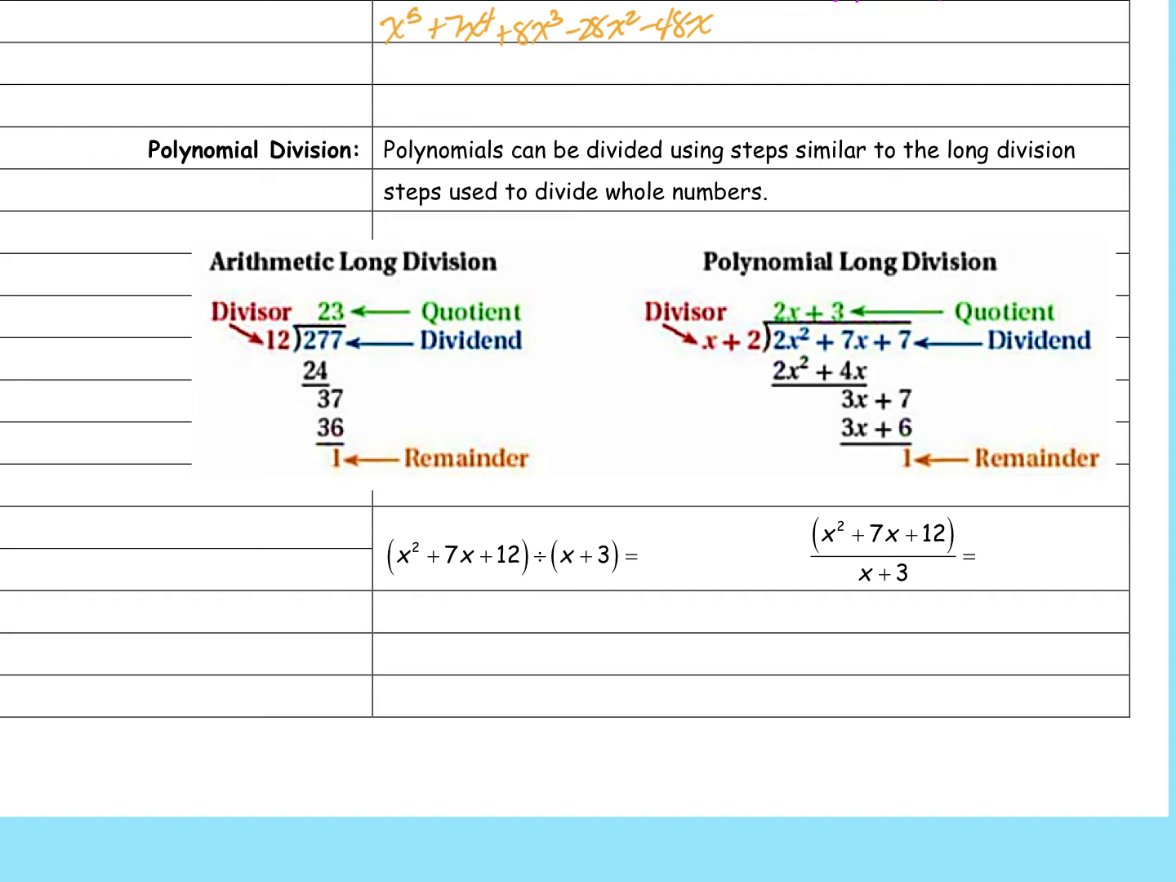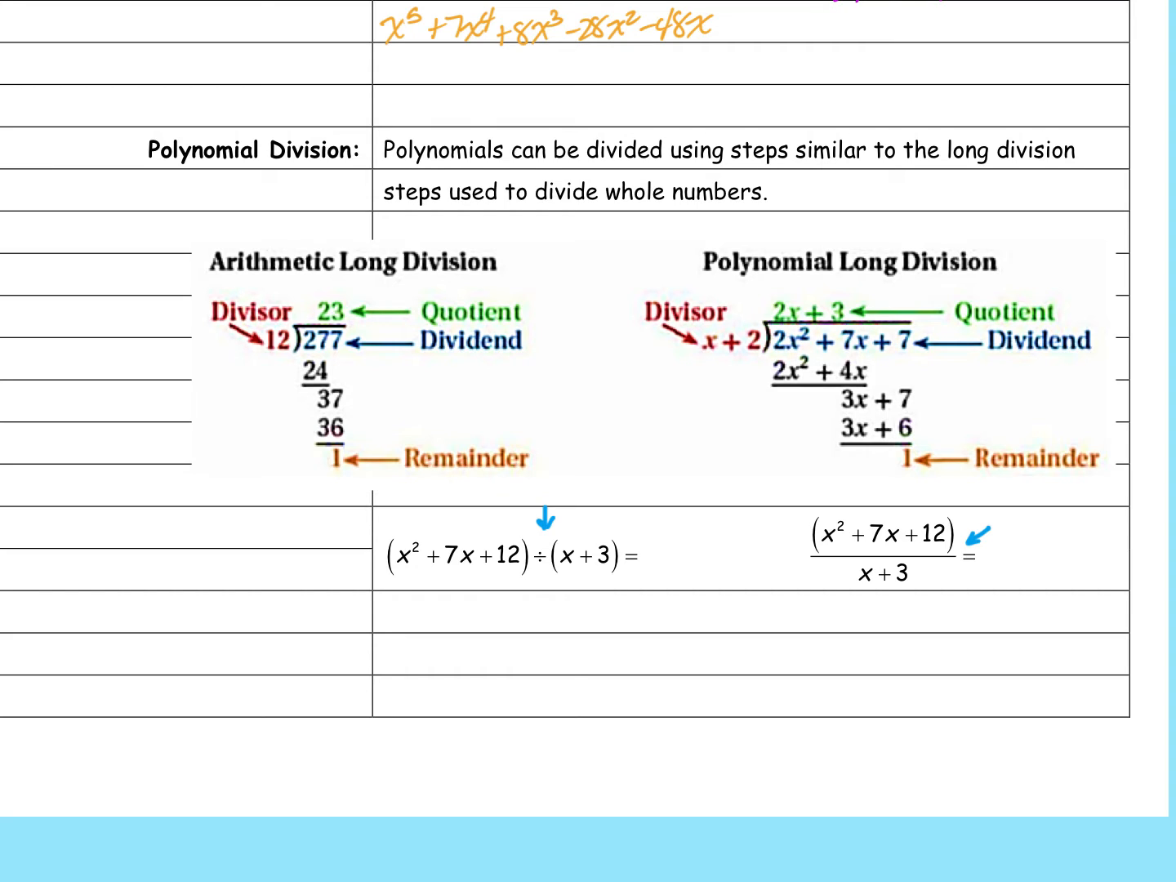The first thing before you do long division, the first thing you should always do is see if I can factor it. So these two problems at the bottom, they're just written different ways, right? Written using the divide sign or a fraction bar. They both mean divide, right? Same problem, just written different ways.